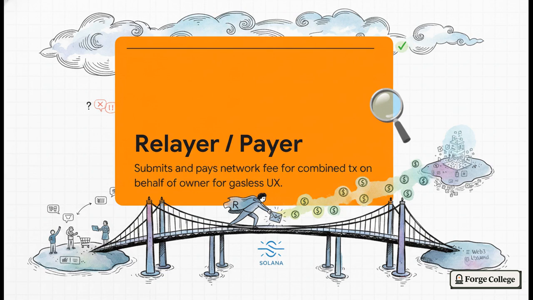Think about traditional e-commerce for a second. You would never ask a customer to pay a 2-cent database fee just to add an item to their shopping cart. They'd close the tab immediately. In Web3, the relayer is the entity footing the network bill, the gas fee, so your users don't abandon their carts over a fraction of a cent. The relayer takes the user's free off-chain signature, packages it up, pays the Solana network fee, and actually delivers that smooth, gasless UX we're always chasing.